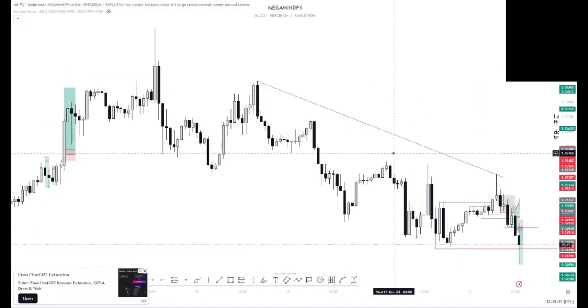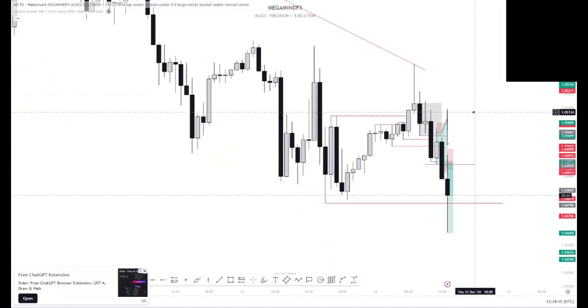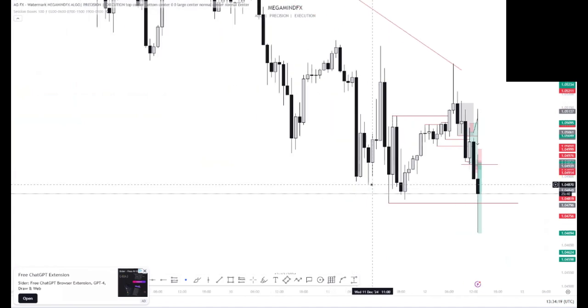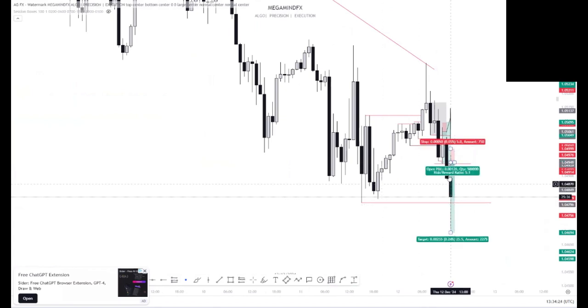And for the sale, brother, do you take the imbalance? I don't trade imbalances, but I target imbalances. So if I take a trade, I target imbalance as well, but I don't trade from imbalance. So the reason when I sold here, this was my first target.